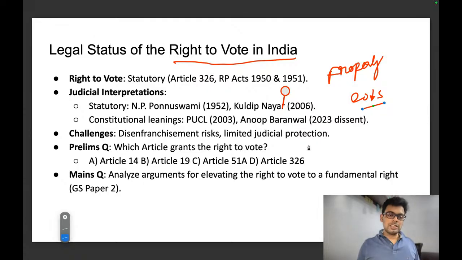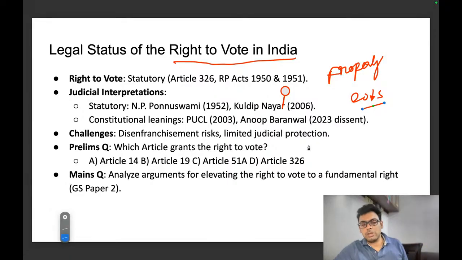Okay, so judiciary also changes from time to time. Sometimes they say that it is a statutory right, sometimes they say it's a constitutional right. All right. Now, the current status is that it's a statutory right regulated by the parliament, and growing view for constitutional or quasi-fundamental status. So if UPSC is asking, earlier UPSC asked this question, what's the status of the right to vote? Is it a legal right, constitutional right? So the answer UPSC has given is constitutional right. But recent ruling of Supreme Court in 2023, Anup Baranwal case, where it was held that it's a statutory right.